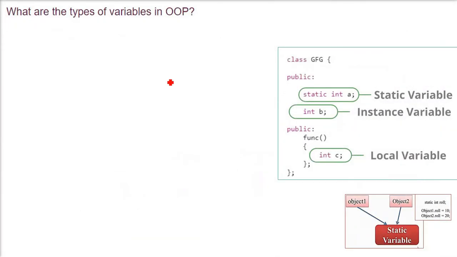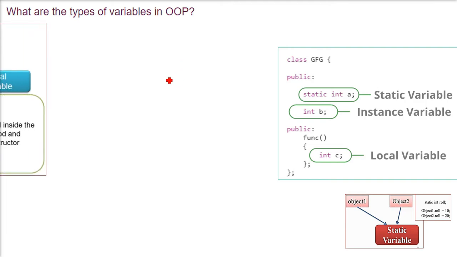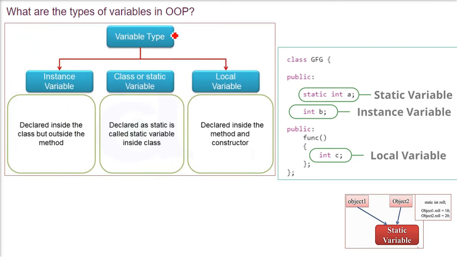What are the types of variables in object-oriented programming? So we'll take the example of Java here. The main variable types in Java are instance variable, class or static variable, and local variable. Now, what are these? See, the instance variable. Now we have a class here. Inside this, we have certain data members, or you can say variables, and one function also.